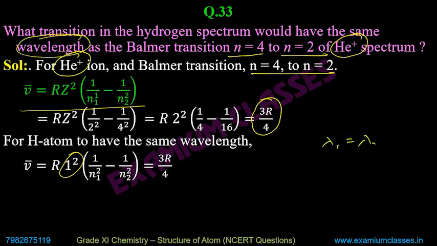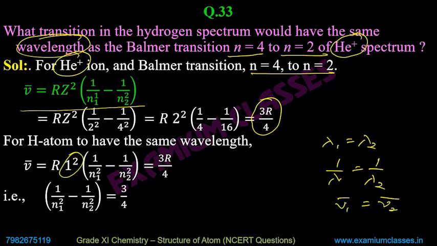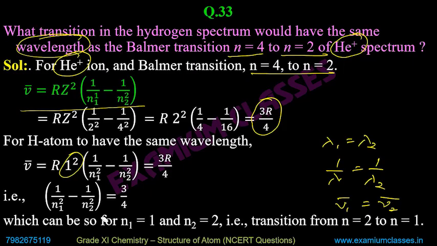Lambda 1 is equal to lambda 2, that is 1 by lambda 1 is equal to 1 by lambda 2, that is nu bar 1 equals nu bar 2. So equate these two, and we will get 1 by n1 squared minus 1 by n2 squared equals 3 by 4. And then we will have to do some hit and trial. This is not a very good question in that sense, because we have to do some hit and trial on what values of n1 and n2 will give us 3 by 4. This will be n1 1 and n2 2. This transition will be from n equals 2 to n equals 1.